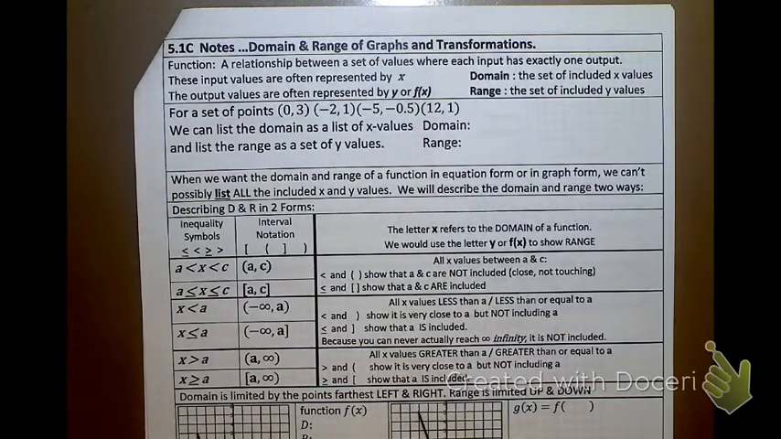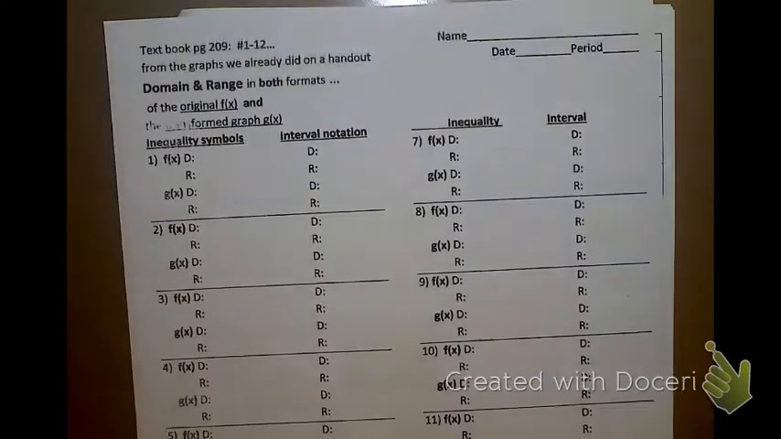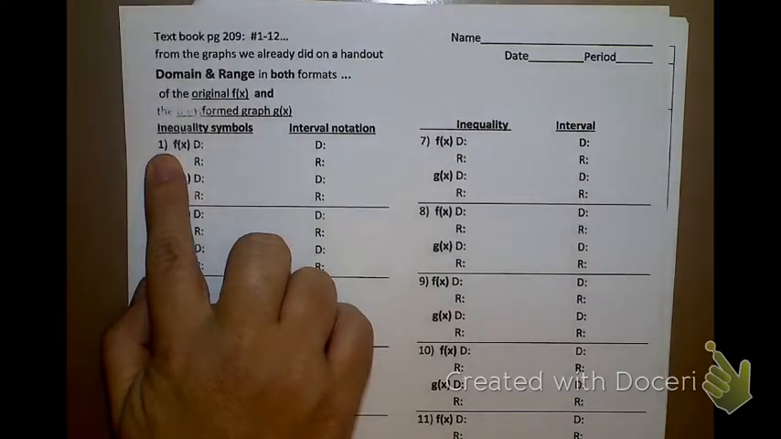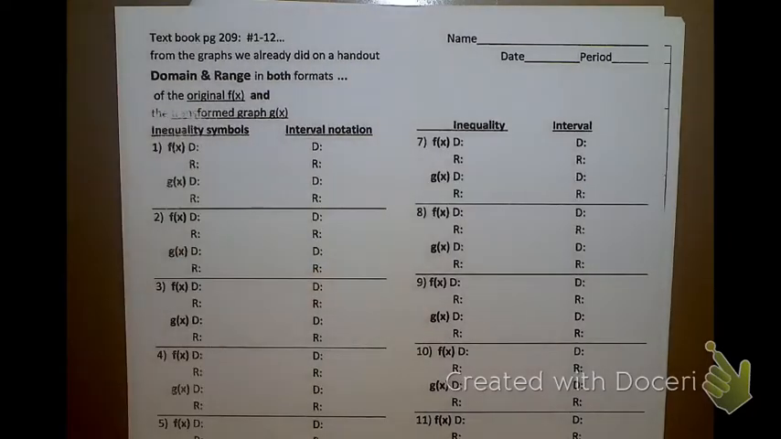Domain and range. So I just want to remind you, let me show you what tonight's homework is going to look like. Tonight's homework is a bunch of blanks. But what it's going to refer to is, if you look at number 1, that is referring to graph number 1 on last night's homework.